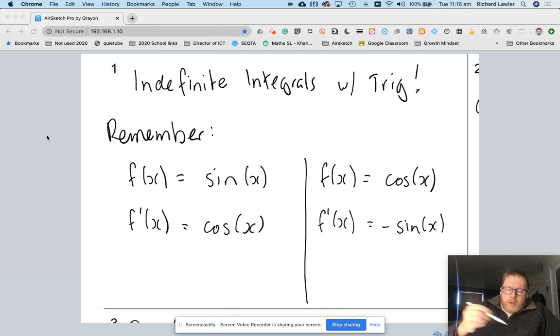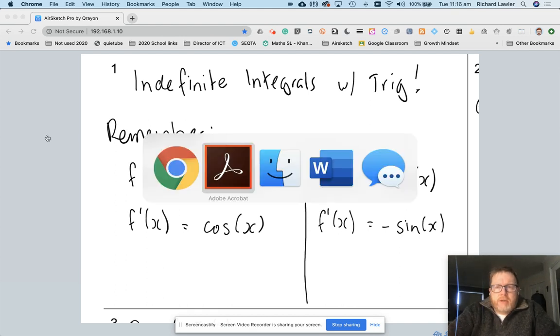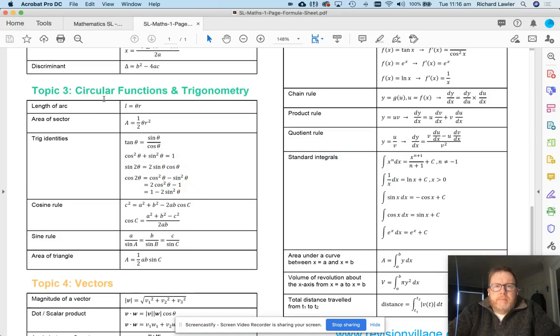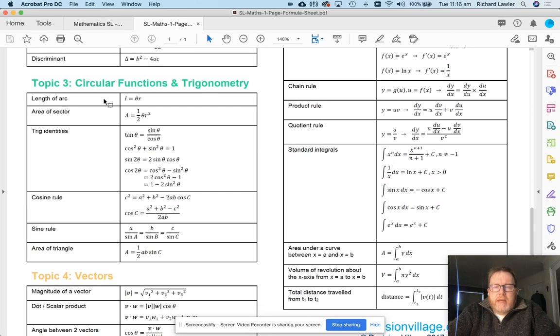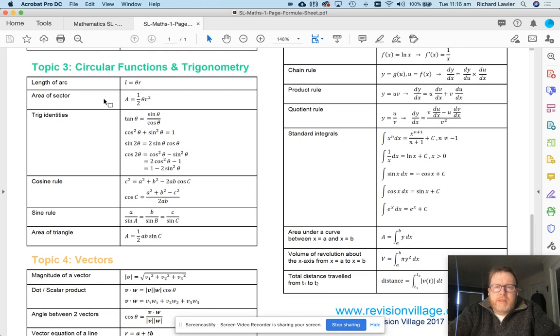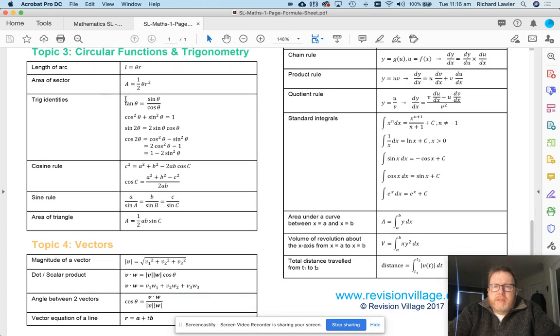So you might be able to see that if we're working backwards here, there's definitely a relationship that we can exploit. Let me show you what the formula sheet looks like. This is just a one-sheet formula sheet. You get a formula booklet within the IB exam itself, and here are the standard integrals that you're given, including the integral of sine of x and the integral of cosine of x.